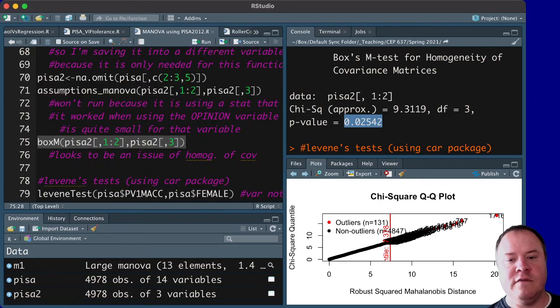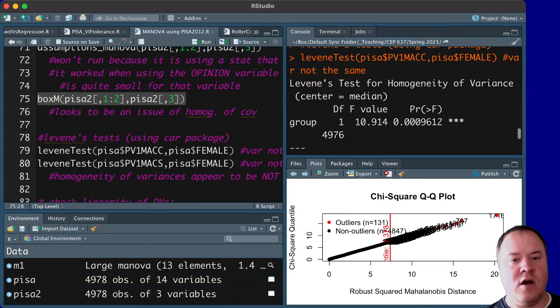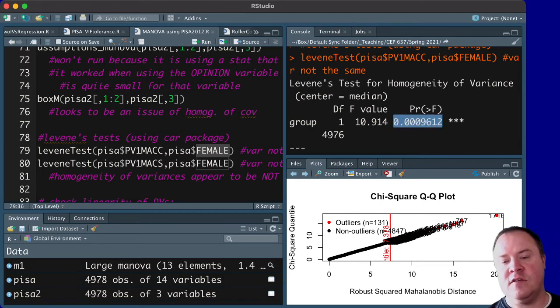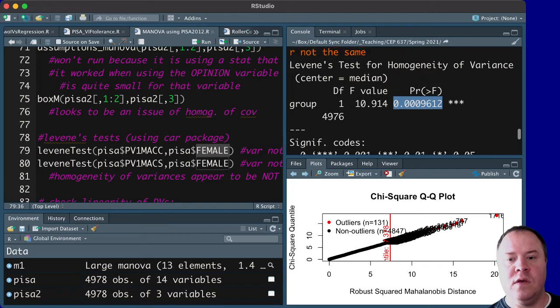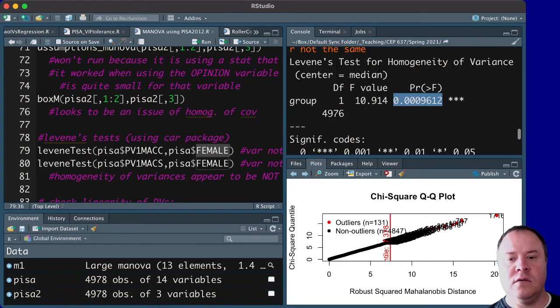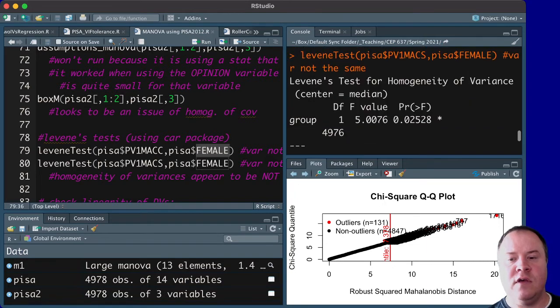If we look at the Levene's test output, which is using the car package's leveneTest function, you just put the two different variables in here. The first one, for the algebra scores, is telling us that the variances appear to be not equal for group 1. Sorry, I didn't mean to say group 1 for algebra. And this one's for geometry, where there also appear to be some issues with homogeneity of variances within geometry.